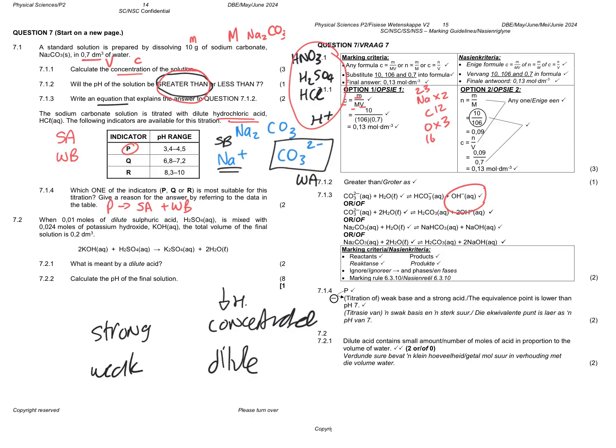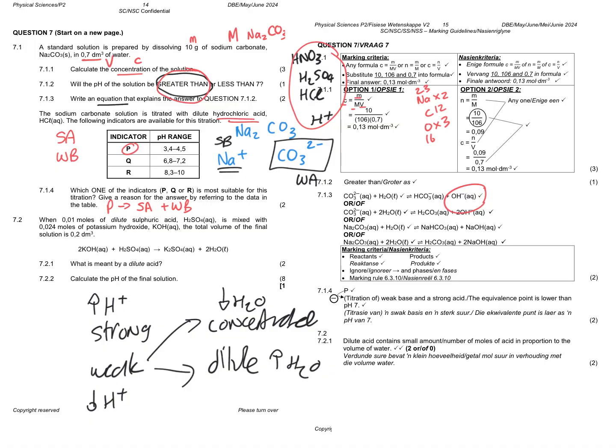Concentrated is a small amount of water added. Dilute is a large amount of water added. Strong is it will make a large amount of H plus if you dissolve it in water. Weak is if it'll make a small amount of H plus if you dissolve it in water. It's a different thing. A weak acid can be concentrated or dilute. A strong acid can be concentrated or dilute.